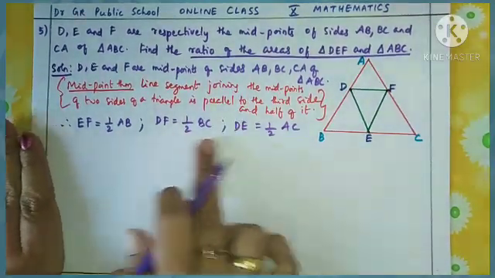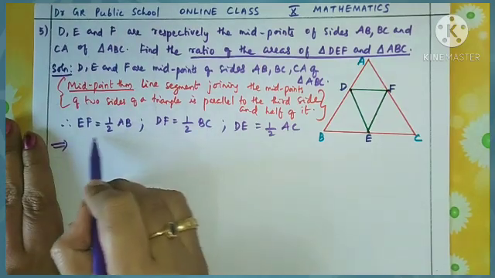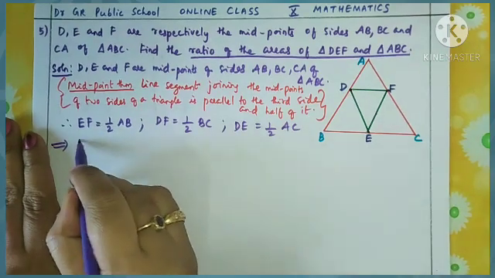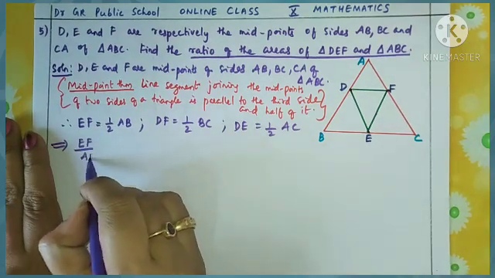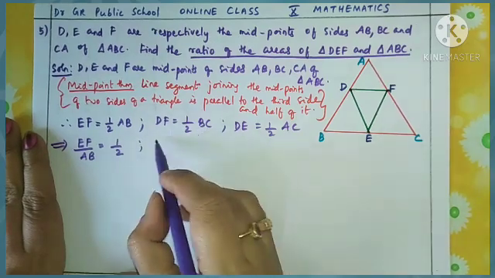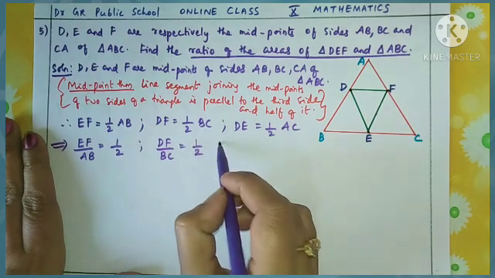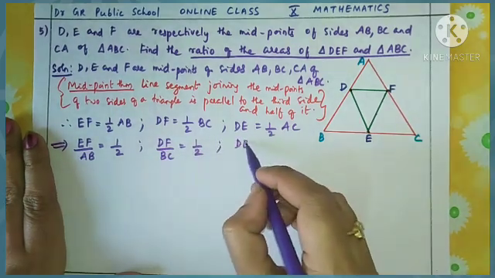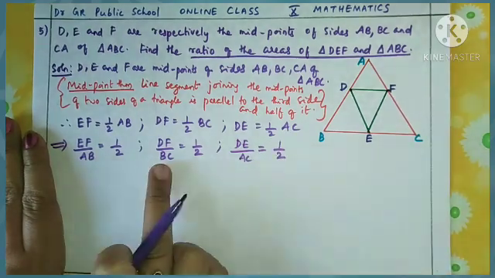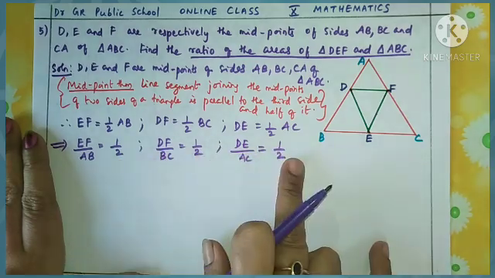Now you see children, from this I am going to write like this. AB I am transposing to the left hand side, so it comes to the denominator. So we are getting EF by AB equal to half. Similarly here BC I am taking this side, DF by BC equal to half. Similarly here also DE by AC is equal to half. So these three ratios come equal to the same value, half.